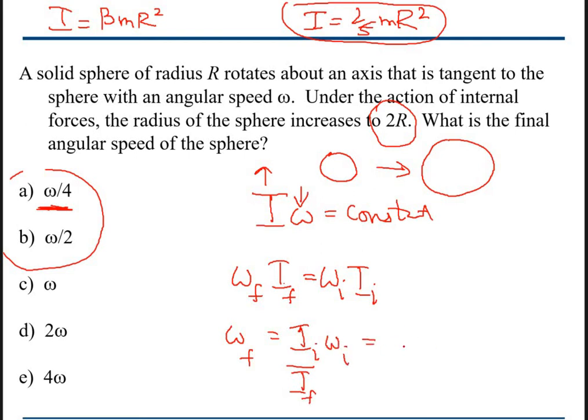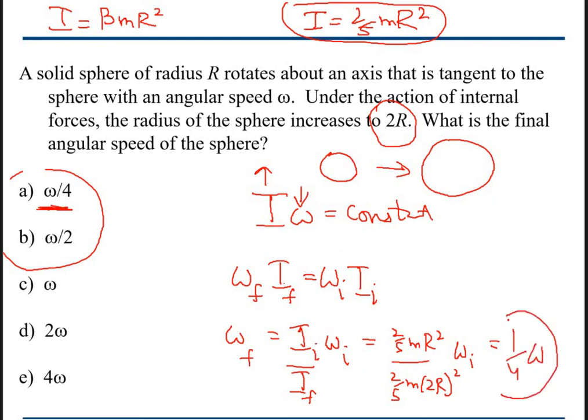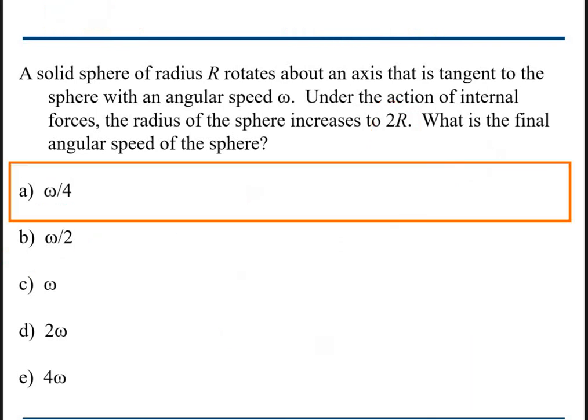If you plug in 2/5 m r squared, and this is 2/5 m times (2r) squared. Remember that the square is on both the 2 and r. So the 2/5 cancels out, m cancels out, and you're just left with 1/4 omega initial. So this is why the answer is A.